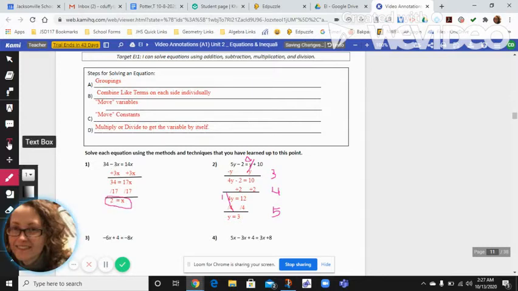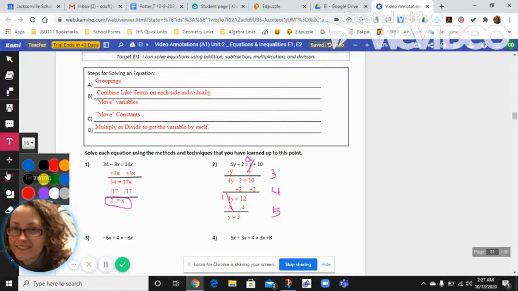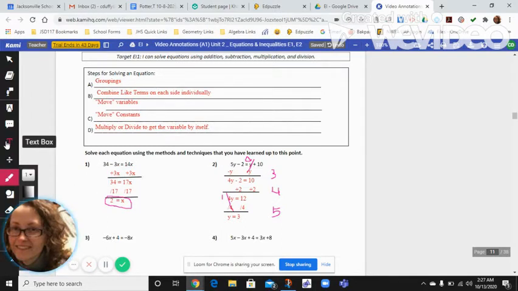Now if I put that 2 back into this equation, 34 minus 6 is going to be 28, and 14 times 2 is also 28. So I get a true statement, 28 is equal to 28, when I plug 2 back in, so I know that x equals 2 works for this equation.